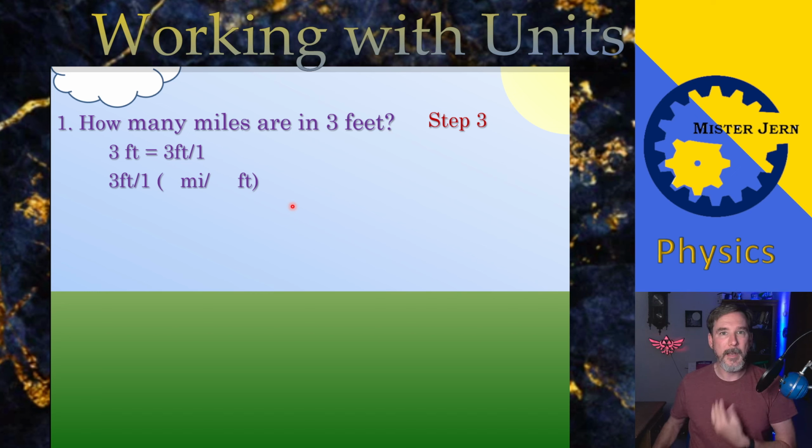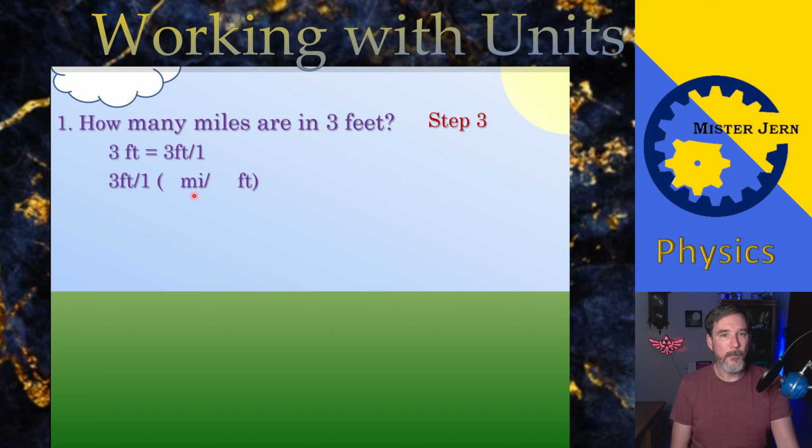So here's the point. I know that I can go from feet to miles. I know the relationship between the two, miles and feet. And because I want to eliminate feet, I put them on the bottom. And then I can convert it into miles. So I'm going to put what I'm trying to convert it to on top of that fraction.